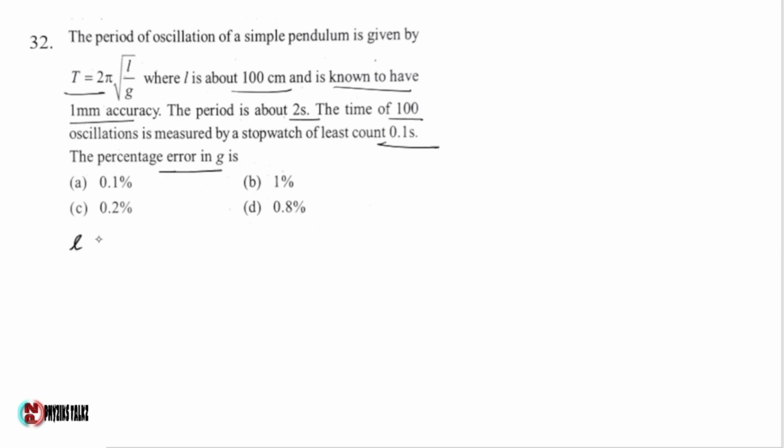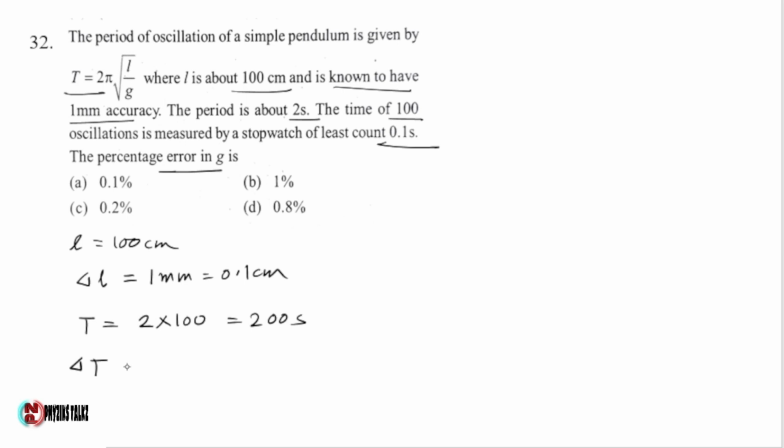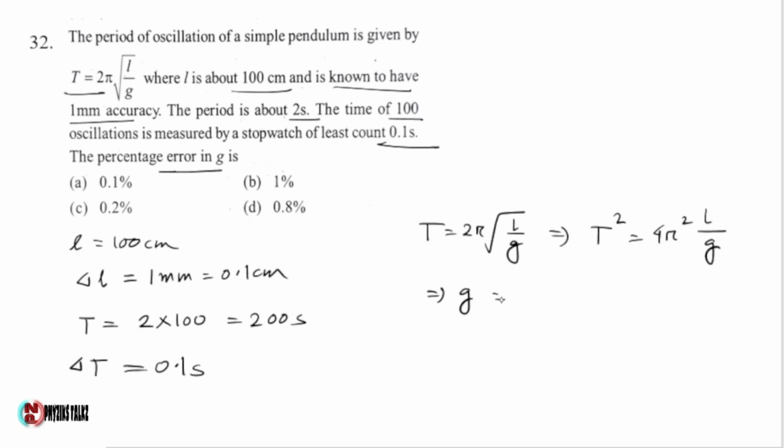Now here L is given as 100 centimeter, error in length is 1 millimeter or 0.1 centimeter. Total time, time period into number of oscillations, equals 200 seconds, and error in measurement of time is 0.1 second. Now T equals 2 pi root over L by g. Squaring both sides, we have T square equals 4 pi square L by g. Now g equals 4 pi square L by T square.